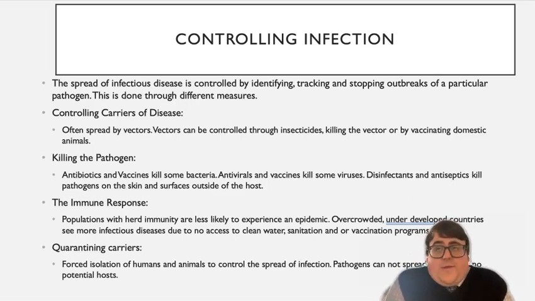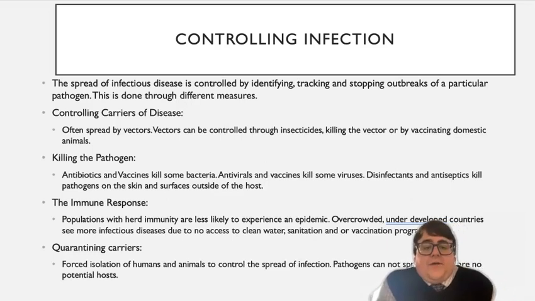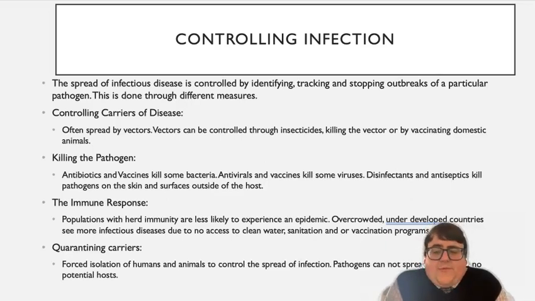We could make sure that the vaccination programs are working properly and we have a good immune response, and there's herd immunity in the population, because populations with herd immunity are less likely to experience an epidemic. On the other hand, overcrowded, undeveloped countries see more infectious diseases because they don't have clean water, they don't have sanitation, and they don't have appropriate vaccination programs. Lastly, and one that you're probably all very familiar with because of COVID, is quarantining carriers, where if someone is sick, we quarantine them, or this can be with animals too, until they're better, meaning the pathogen can't be passed on from those people.